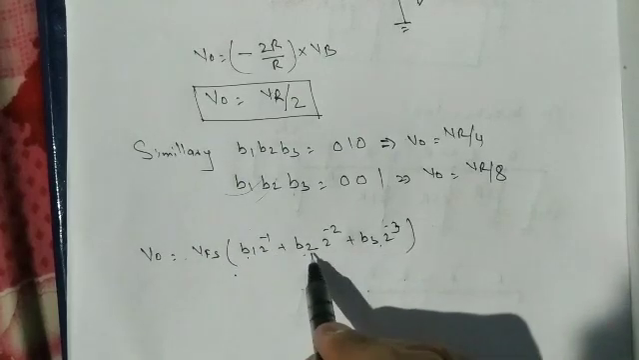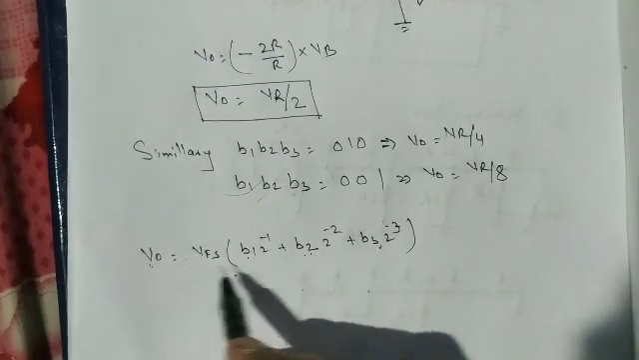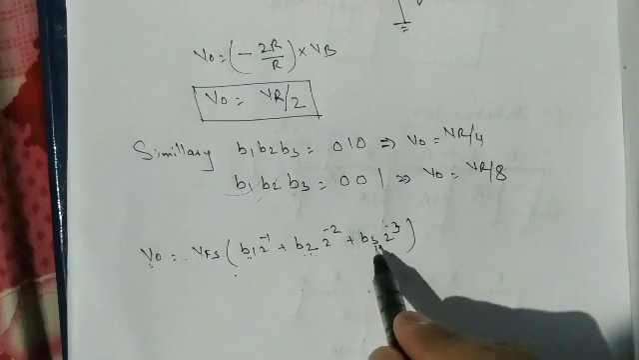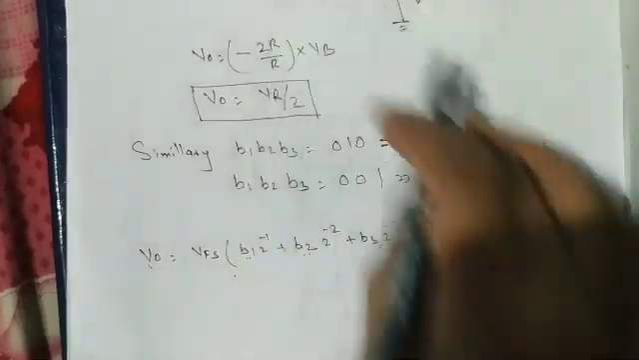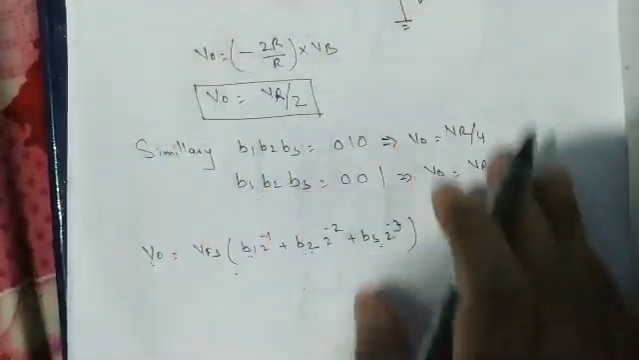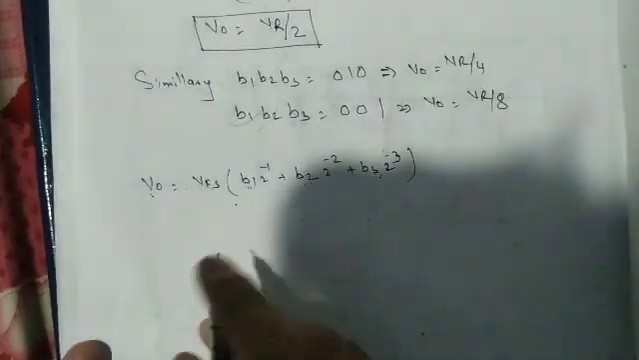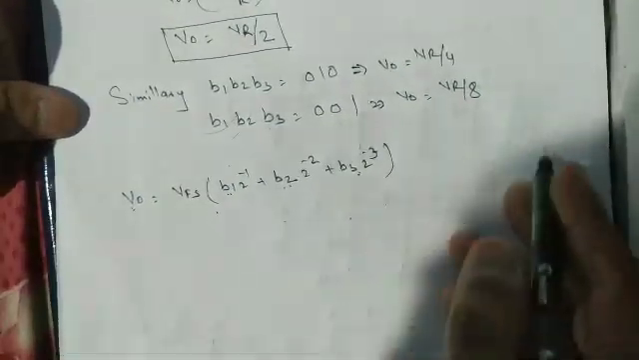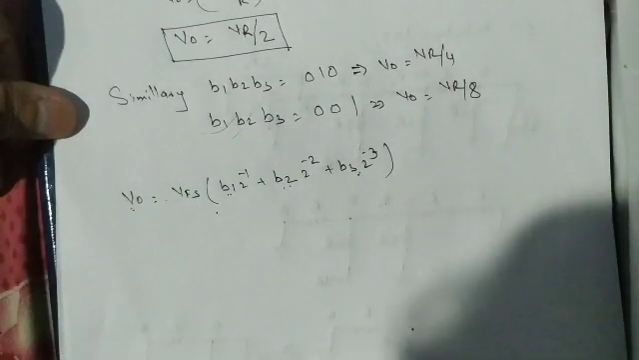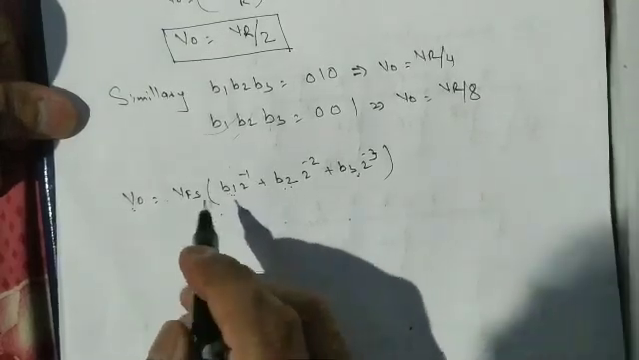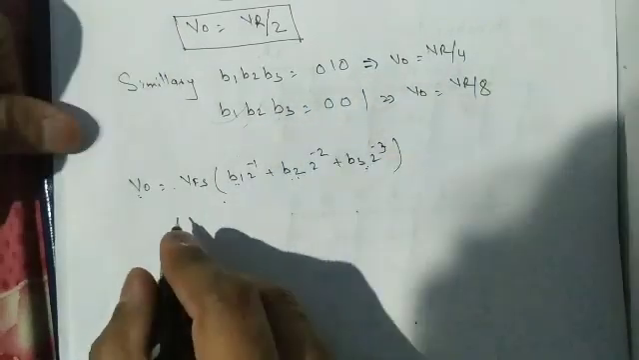When B1 is 0, B2 is 1, B3 is 0, V0 equal to VFS by 4. When B1 equal to 0, B2 equal to 0, B3 equal to 1, then V0 will be equal to VFS by 8. So I have only added these values and I got the output using superposition theorem. Now you can draw the same as the chart and look at this expression. This expression is same as that we got in the initial classes for DAC converter. So you can draw the chart here like that.